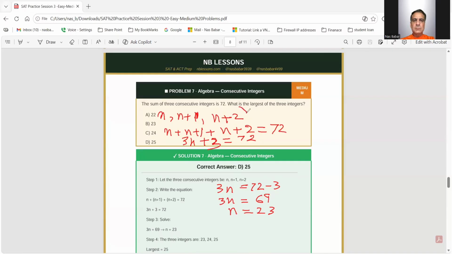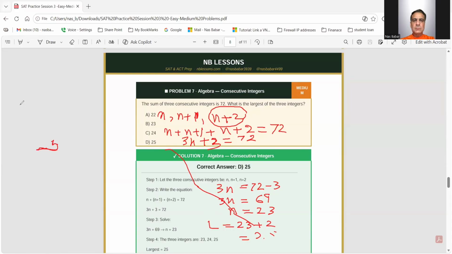The largest of the three integers is n plus 2. So then the largest number is going to be 23 plus 2, the value of n plus 2. So the answer is 25. So my friends, then this right here, 25 is the answer in this case, right?